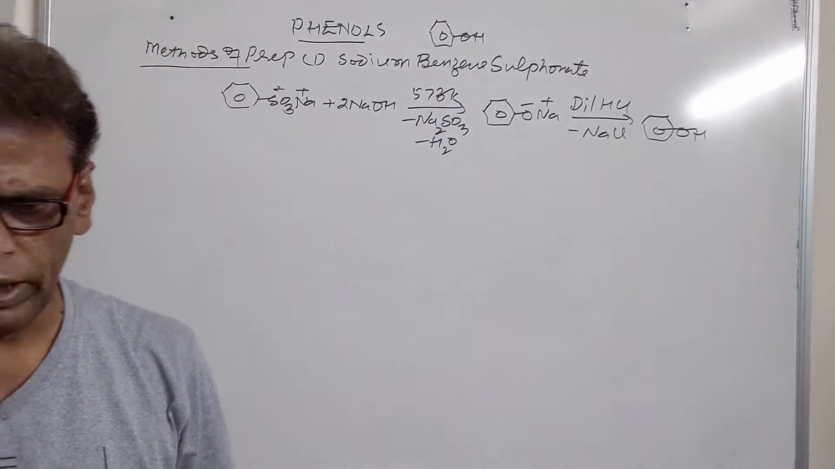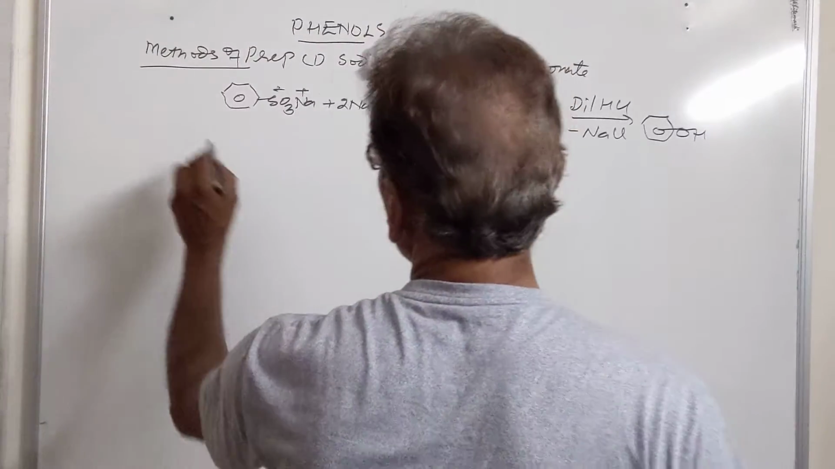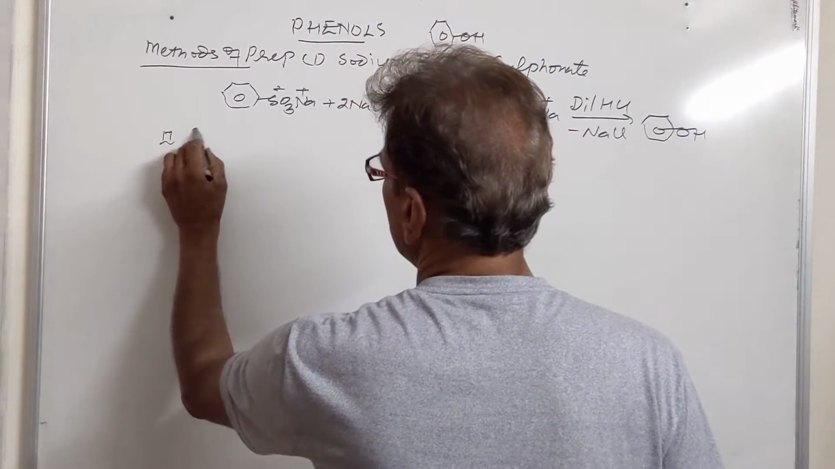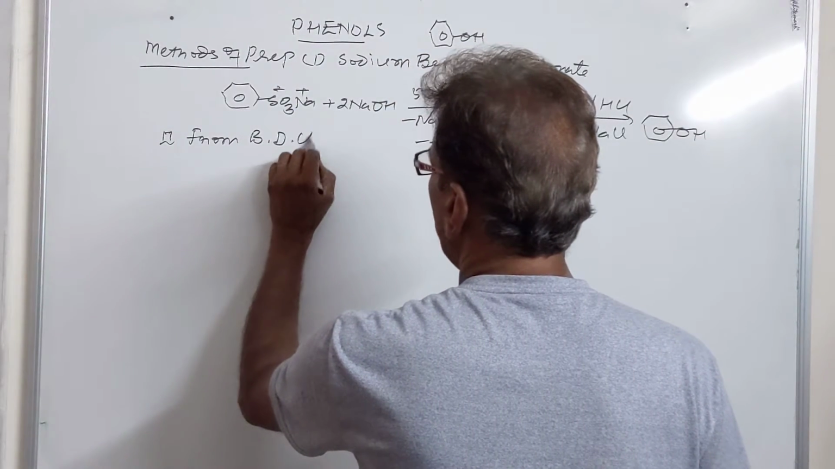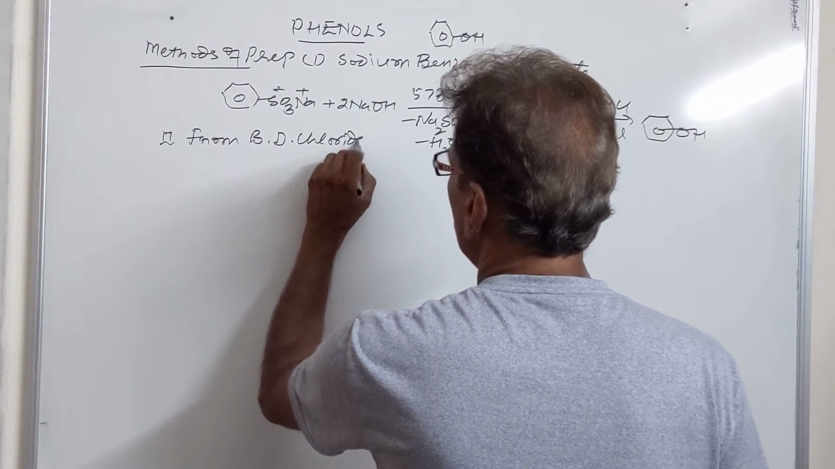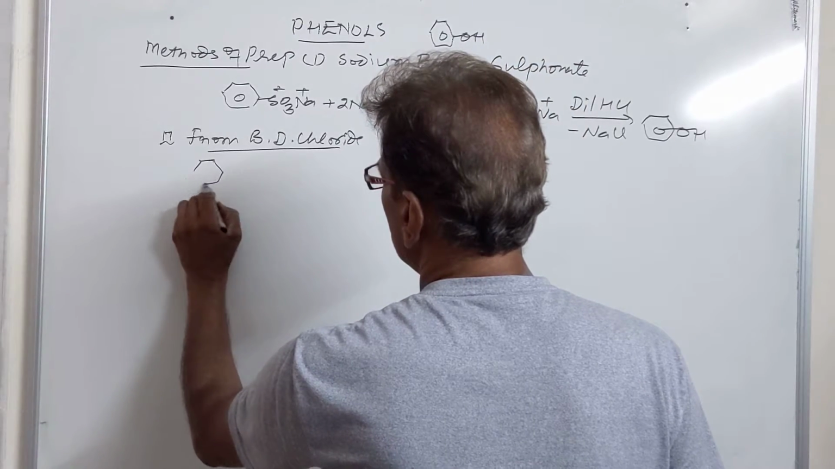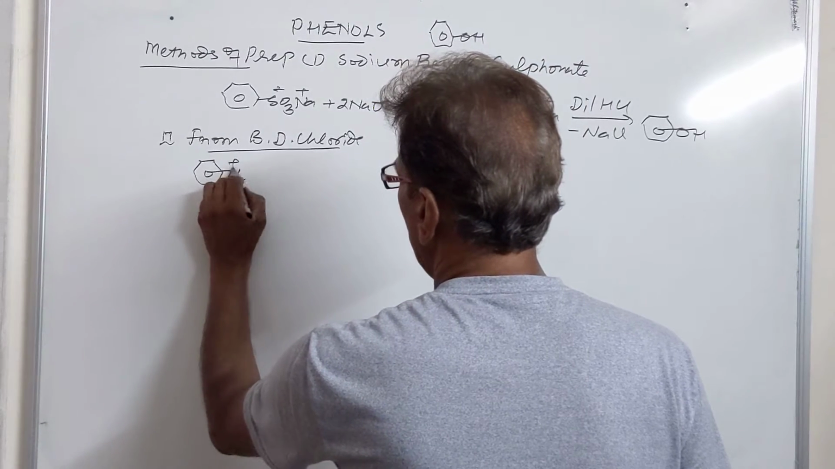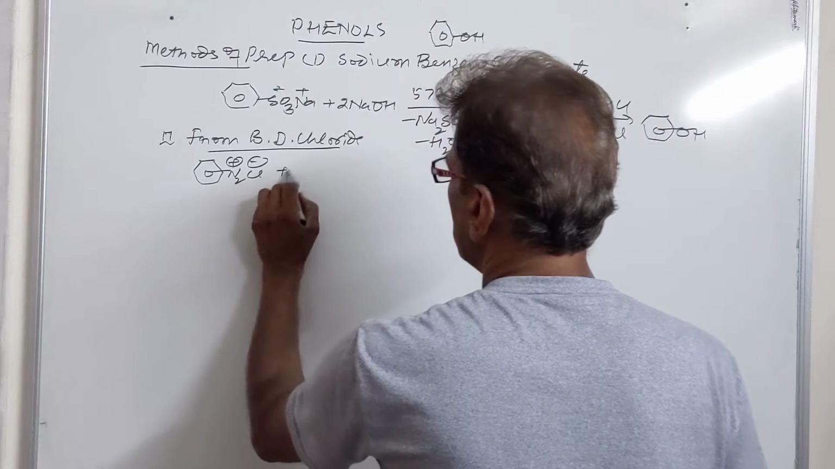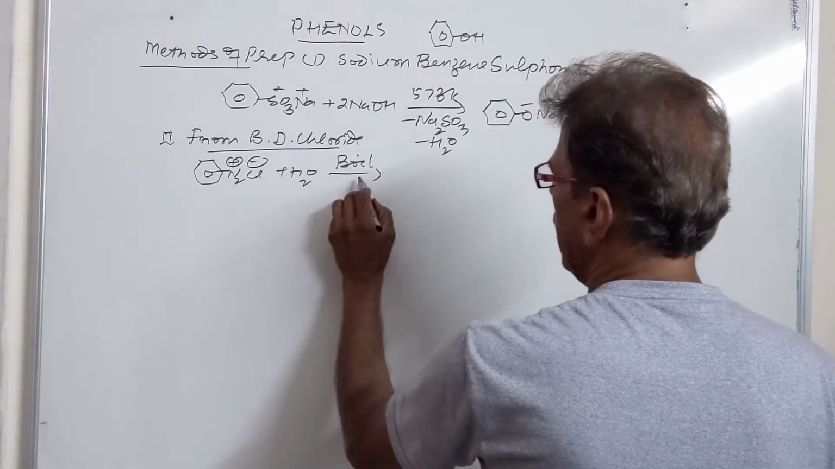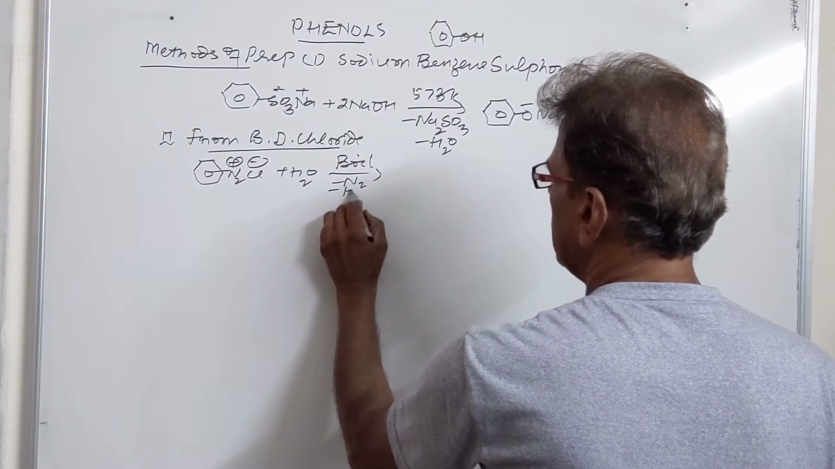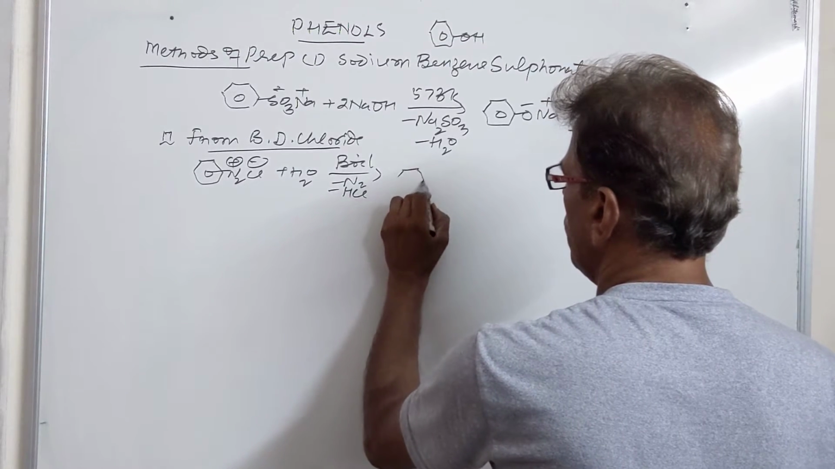We got phenol. Then we have the second preparation, that is from BDC, that is benzene diazonium chloride, N2Cl. It is boiled with water and will give you N2 and HCl. They are eliminated, we get phenol.